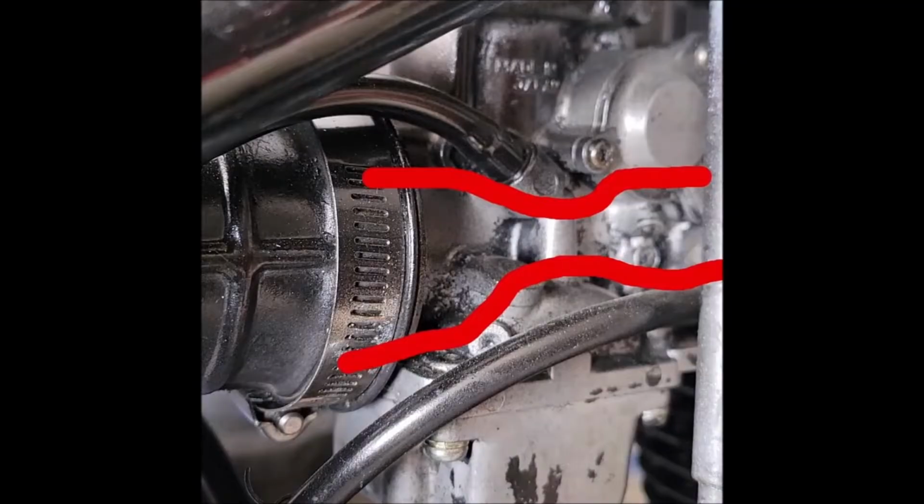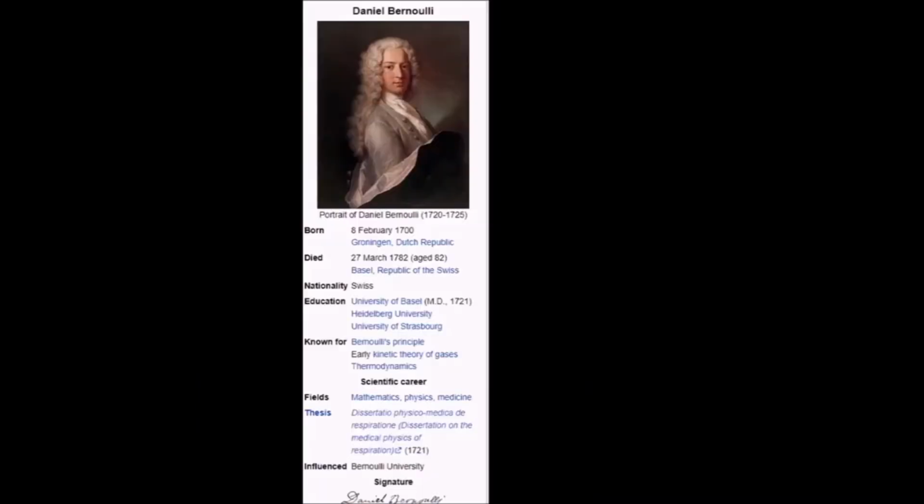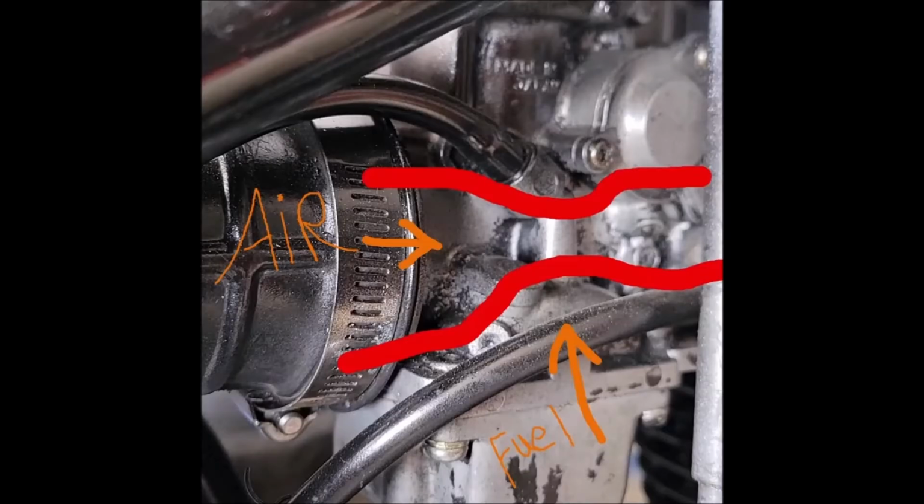There is a passage in the carb that creates a vacuum where air and fuel are pulled together and mixed. There is a choke point in this passage that manipulates air pressures to combine the air and fuel based on principles discovered by Swiss mathematician Daniel Bernoulli. The fuel sits at the bottom of the carb. When the vacuum is activated, it will pull the fuel through a path where it will meet the air. Here the two will mix.